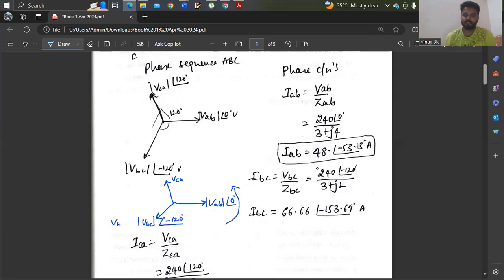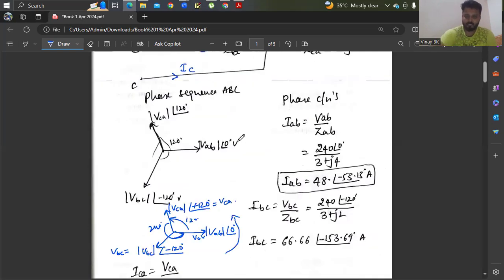This is VBC and this is VAB. Similarly, VCA lags VAB by 240 degrees, or else it leads VAB by 120 degrees, so you can also write VCA at an angle of plus 120 degrees. That is nothing but the leading angle, that is VCA. That is what I defined here. So now we can observe the phase sequence is ABC.